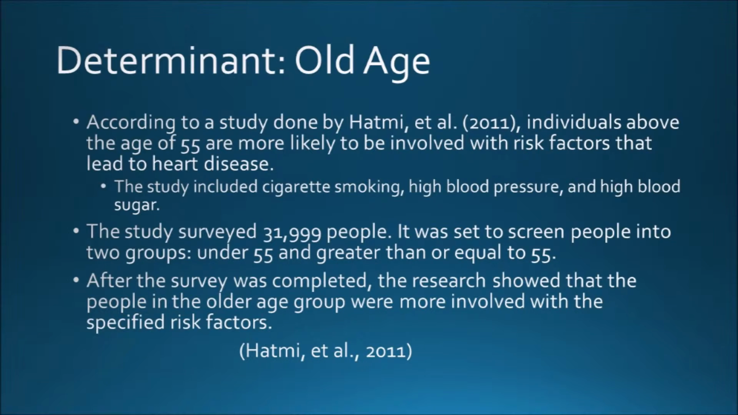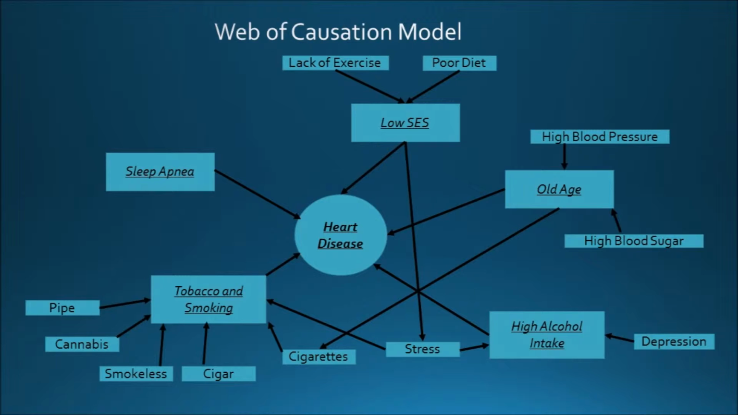After the survey was completed, the research showed that the people in the older age group were more involved with specified risk factors. So this is my web of causation model, with heart disease in the middle and then the 5 determinants around it. I will start off with tobacco and smoking. I have the 5 types of tobacco and smoking around it connected to it, which are pipe, cannabis, smokeless, cigar, and cigarettes. Then I have sleep apnea, which has no other factors connected to it, but it is directly connected to heart disease.